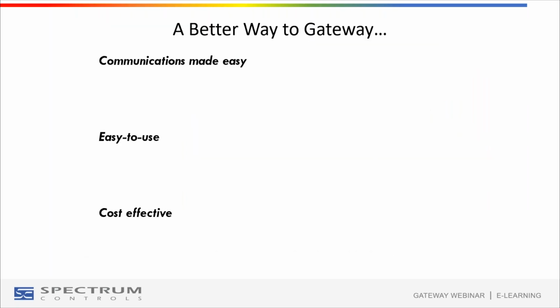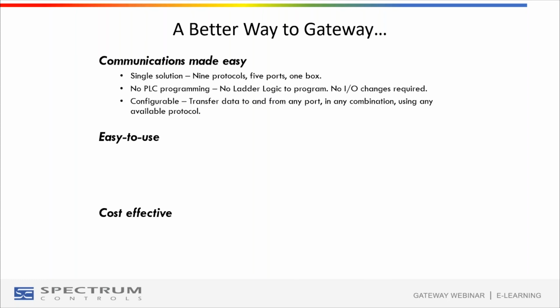So here at Spectrum Controls, we believe the Universal Gateway is a better way to gateway for 3 reasons: communications made easy, easy to use, and cost effective. Because it's a single solution that doesn't require any PLC programming or I/O changes and is fully configurable, communications could not be easier.